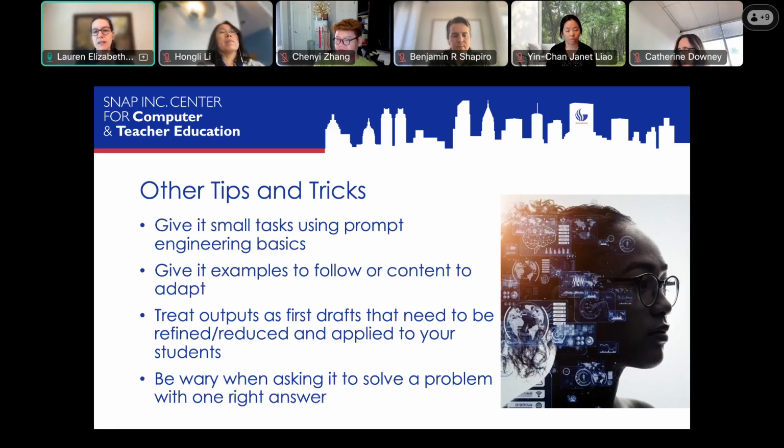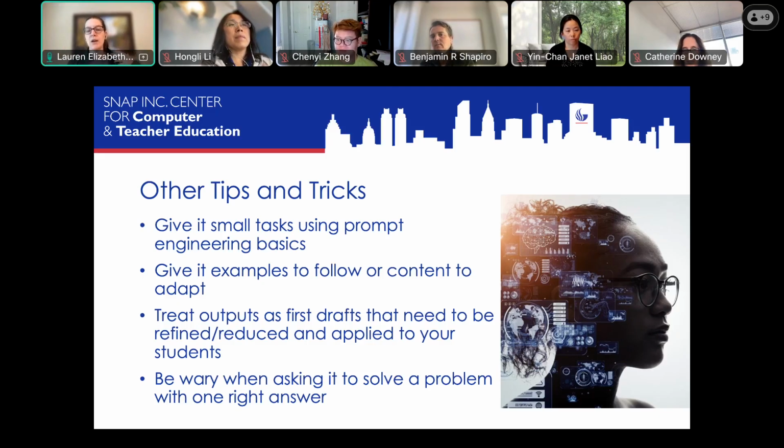It's also really helpful to give it examples to follow or content to adapt. If you give it no examples, that's called 0-shot prompting. If you give it 1 example to follow, that's called one-shot, or you can give it multiple examples, and that's multi-shot prompting. One-shot or multi-shot prompting produces a lot better outputs. Of course, treat outputs as first drafts that need to be refined or reduced and then applied to your students.